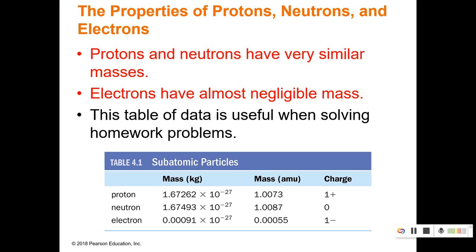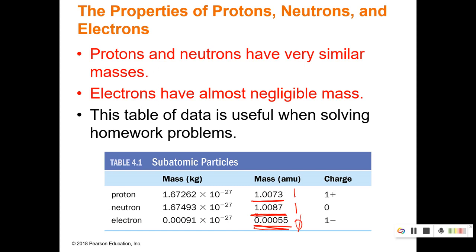So we now know that protons and neutrons have very similar masses. And if we look here on this chart, there's our masses, and electrons have almost no mass. So we really say this is 1, 1, and 0. Again, electrons do have mass, it's just really, really, really small.